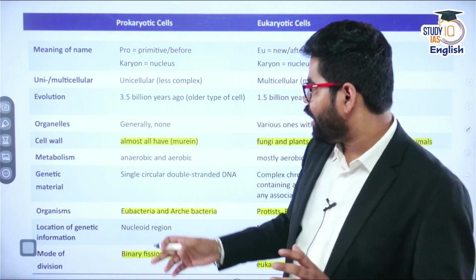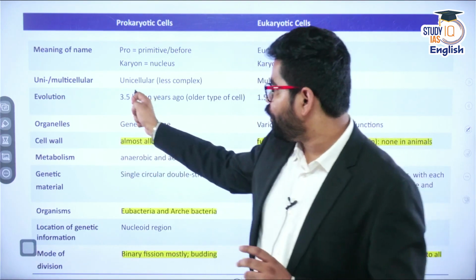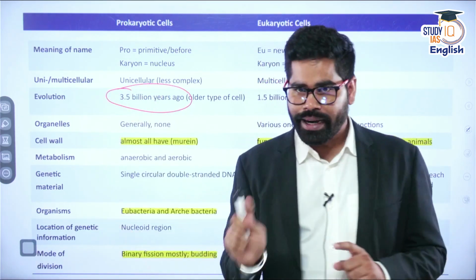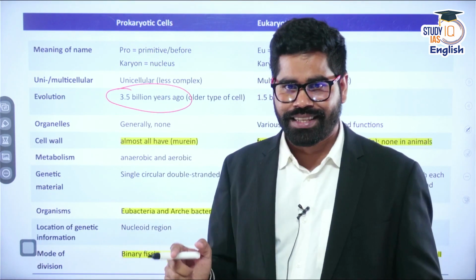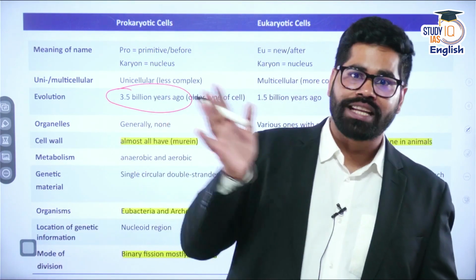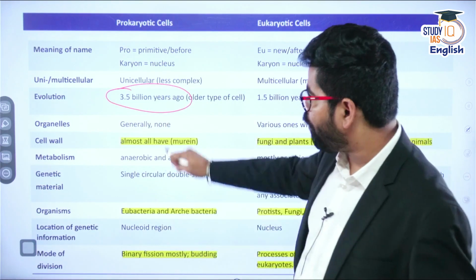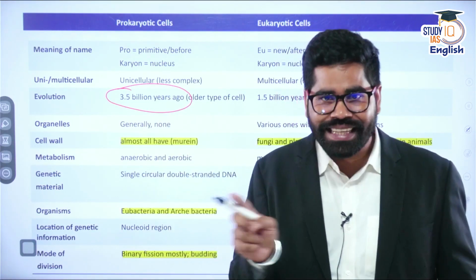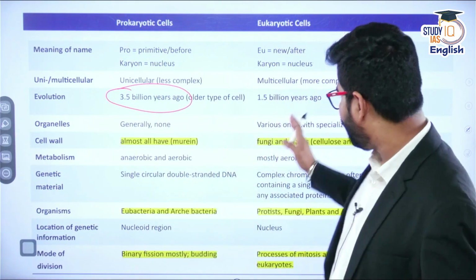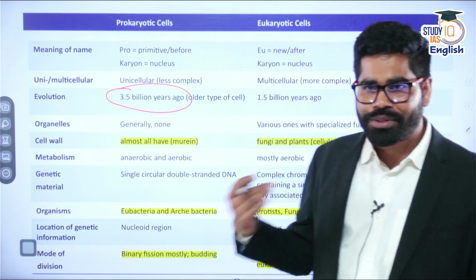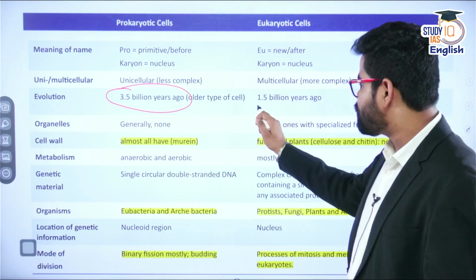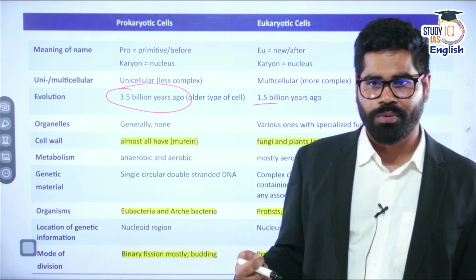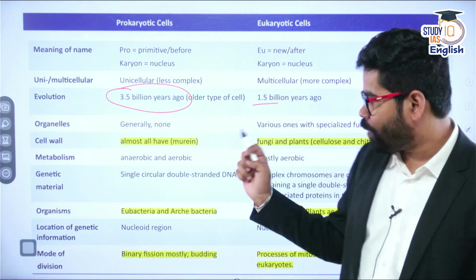Now here it is very important for you to know that the prokaryotic cells have evolved a long time ago. They have been formed around 3.5 billion years ago. Whereas on the other hand, the eukaryotic cells are relatively newer cells. They have evolved just 1.5 billion years ago. So this is one important part.